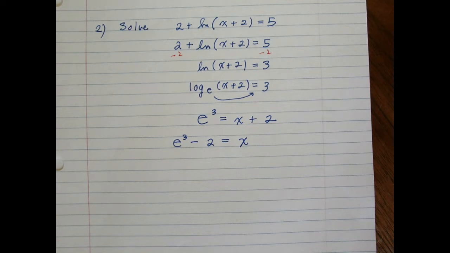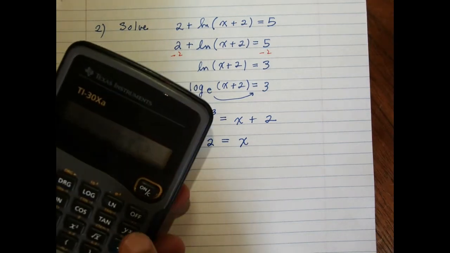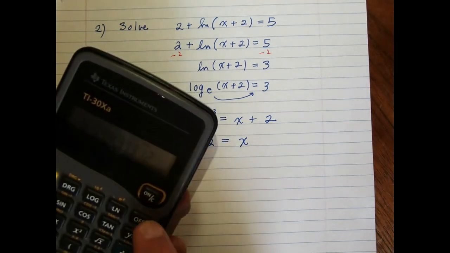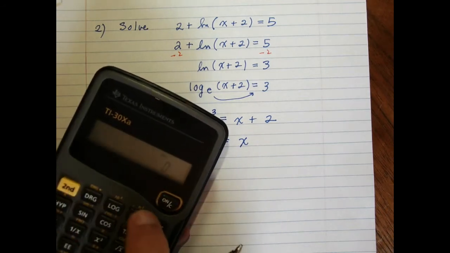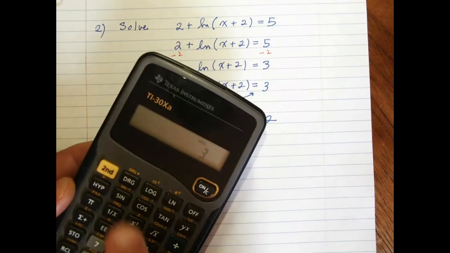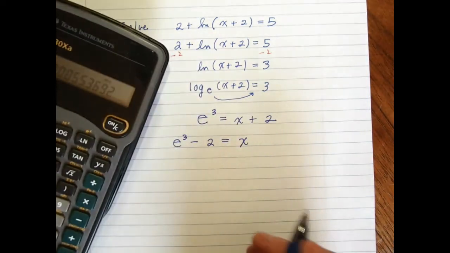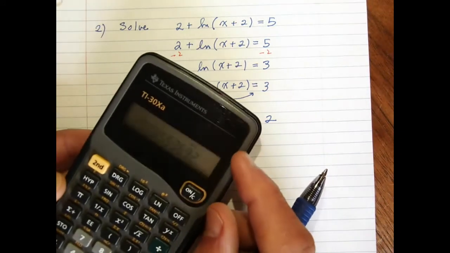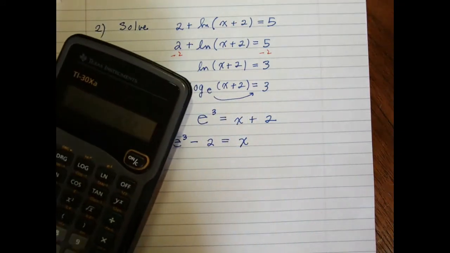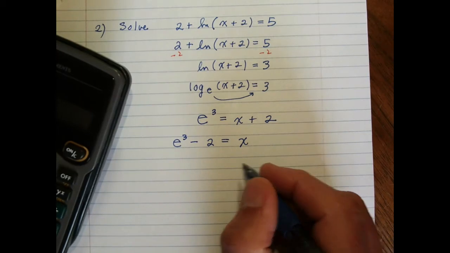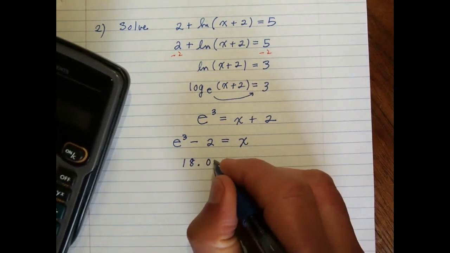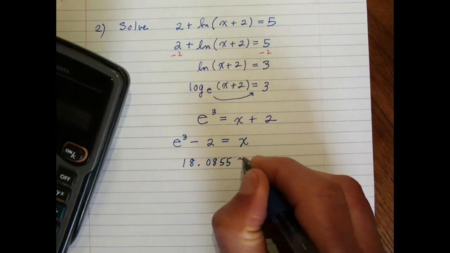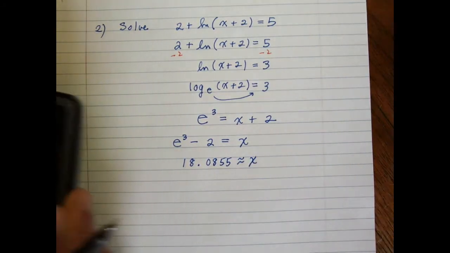Let's get a decimal on here, because I think it's worth talking about how you should have an e to the x button somewhere in your calculator. I have to use a shift key on mine. So I hit 3 shift to get an e to the x value. That's e to the third, which is 20 point something. I still have to subtract 2. So I get 18.0855 is approximately x as a decimal value.